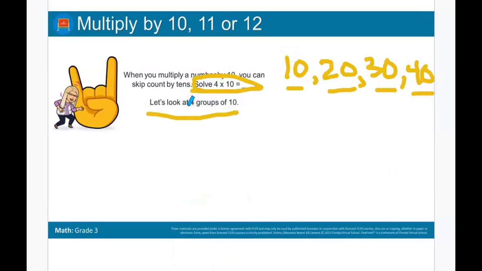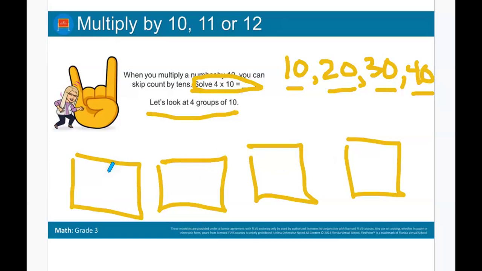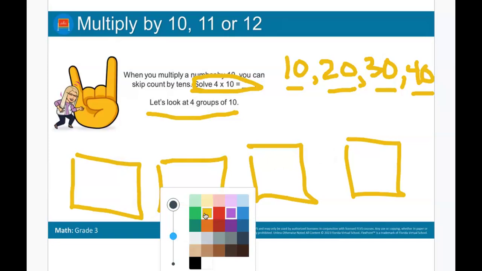If I want to look at 4 groups of the number 10, this would be a group, this would be a group, this will be a group, this will be a group. So I have 1, 2, 3, 4 groups with how many in each group?